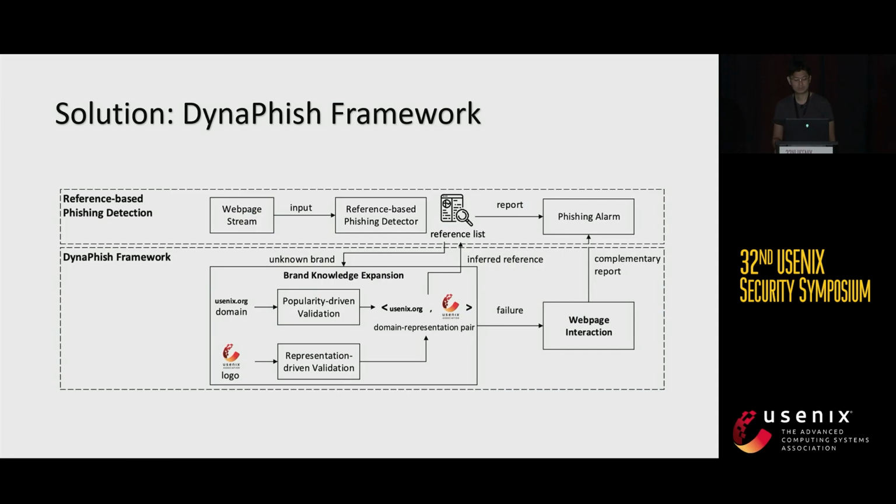The first component is the brand knowledge expansion component, which means that given a web page, we detect the brand intention, but its brand is not recorded in the reference. We try to construct such a reference on the fly to augment the list. The second component is web page interaction, which means that given a web page with a very ambiguous brand intention, we use some behavior analysis to detect it as phishing.